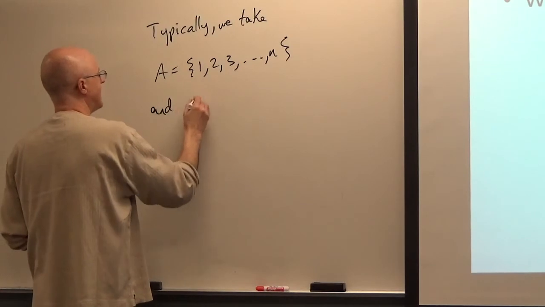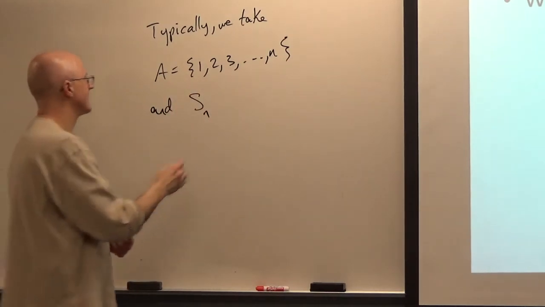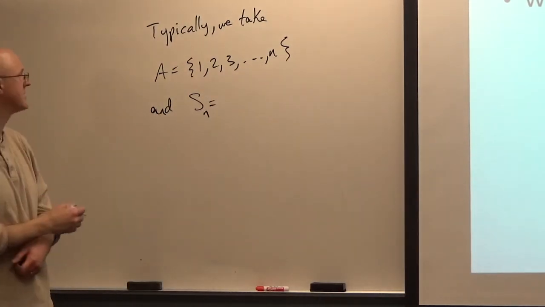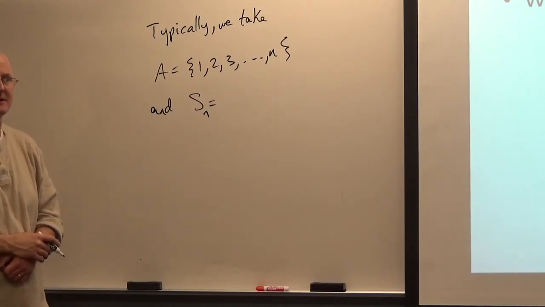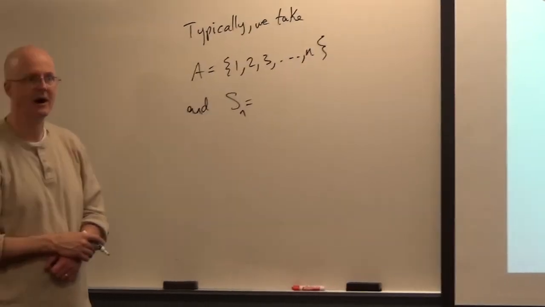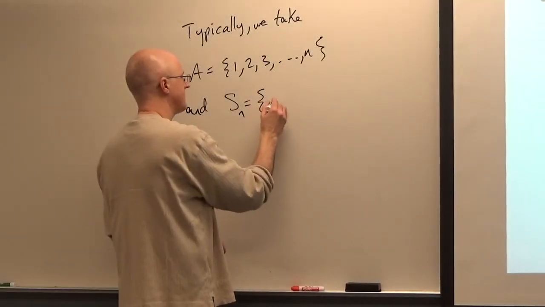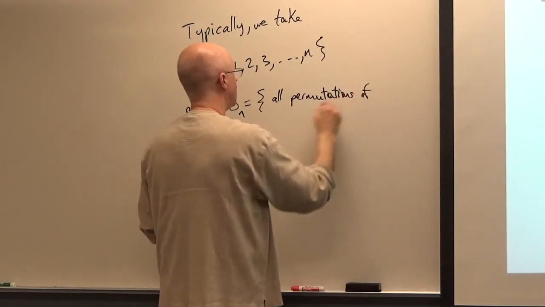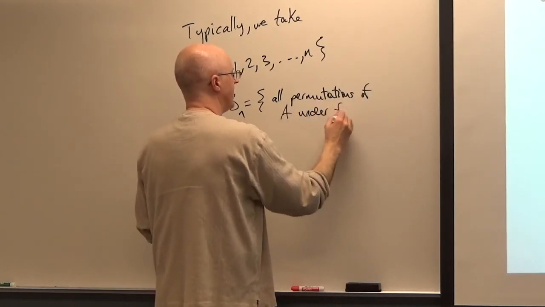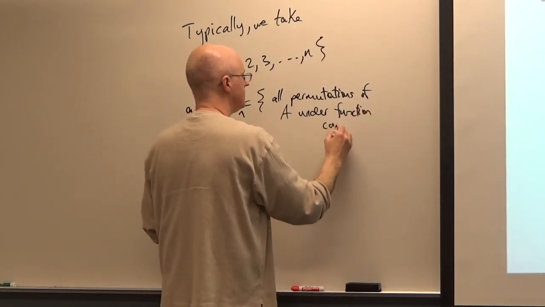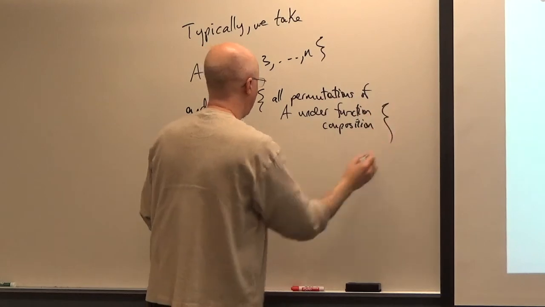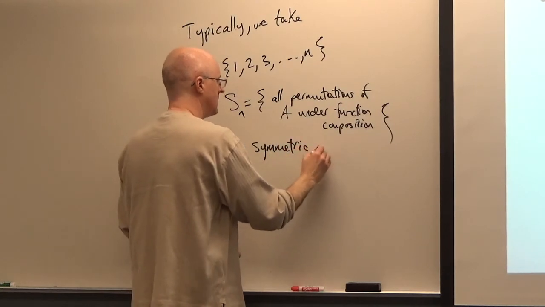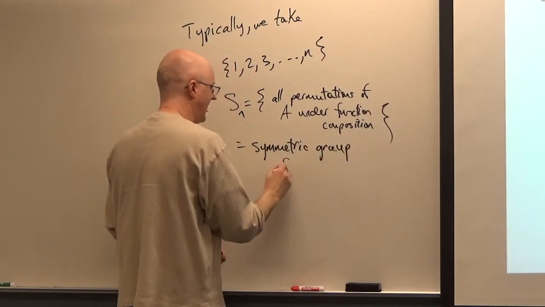And we define S sub n to be the set of all permutations of this A. Maybe I should call it A sub n, no, I don't want to call it that, because that's reserved for something else. The set of all permutations of A under function composition. That will form a group. And this group's got a name. It's called the symmetric group on n objects.